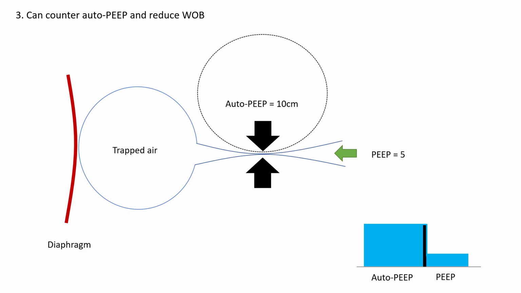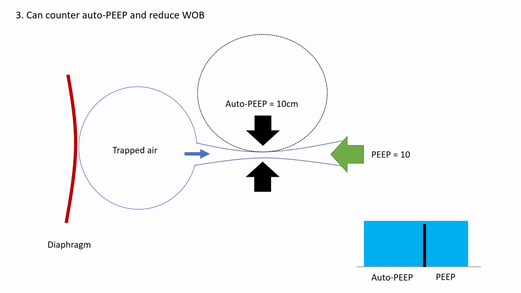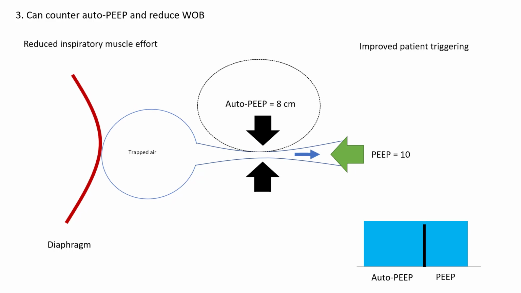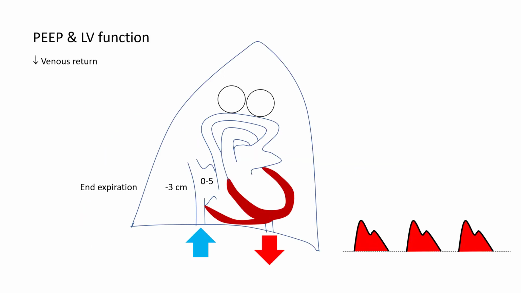We talked a little bit about this. You can use PEEP to counter the auto PEEP, reduce work of breathing and help triggering when the patient is on the ventilator. As you increase the PEEP, you have to match the auto PEEP, an effect which we call the waterfall effect. Once you have matched the PEEP with auto PEEP, the trapped air can reduce and patients have much more comfortable breathing. They have reduced inspiratory muscle effort. The diaphragm is in a much more normal position and patient triggering is also improved.